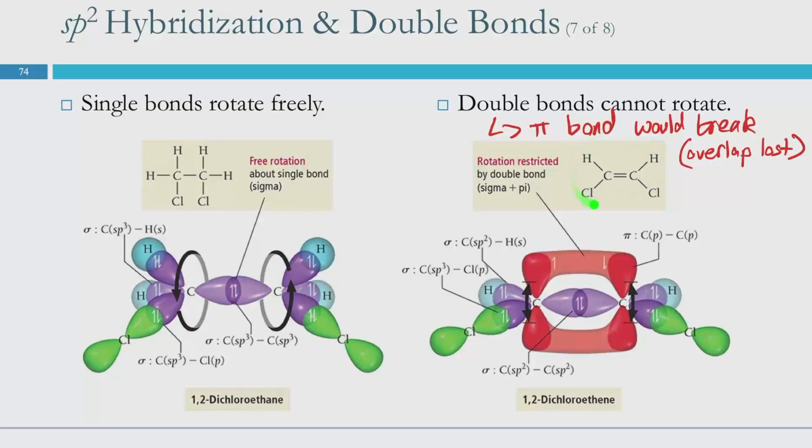So in this 1,2-dichloroethene molecule that we have here, these chlorines are stuck on the same side. They can't rotate to be on the opposite side. In our dichloroethane, these chlorines could move to any of the other spots because we've got free 360-degree rotation around the bond.